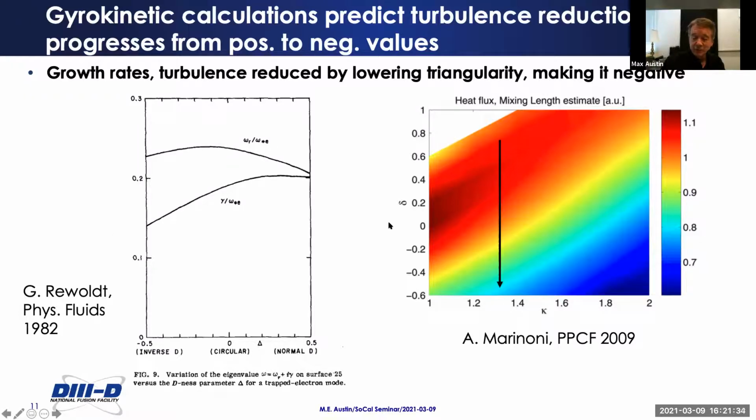And then in more recent work, this is from Alessandro Marinoni's 2009 paper. This is a plot of heat flux calculations using the mixing length estimate. The x-axis is the triangularity and the elongation is the y-axis, and you can clearly see the reduction in heat flux predicted from this study as you go from positive triangularity to negative triangularity.